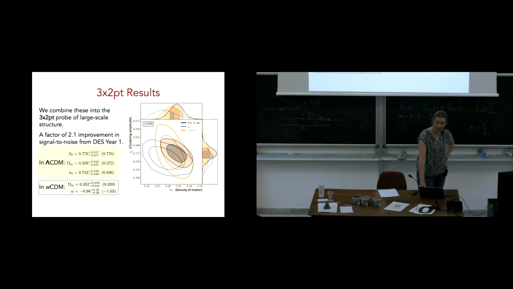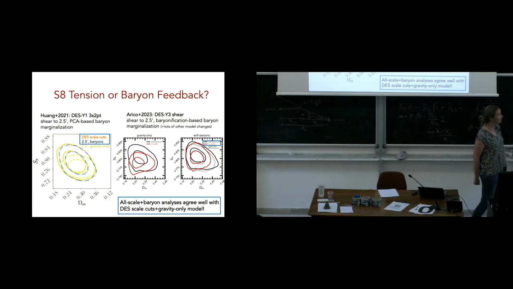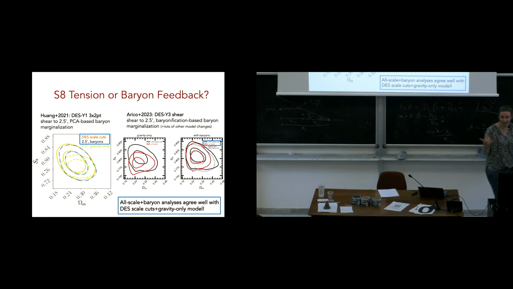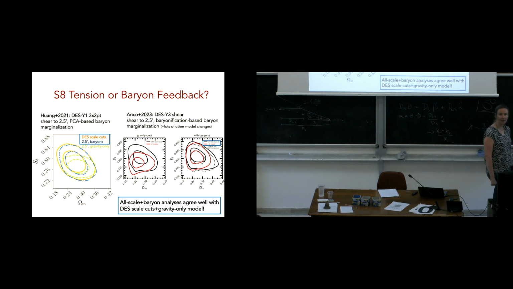Now, one robustness aspect of this analysis, answering a question from one of the previous lectures about the importance of baryon feedback. I'm highlighting here two re-analyses, of both the year 1 3x2 point and the DES Y3 cosmic shear, where both of these analyses now remove the scale cuts in cosmic shear. So they increase the weak lensing signal to noise by about a factor of 2, and then analyze down to small scales using different baryon models.